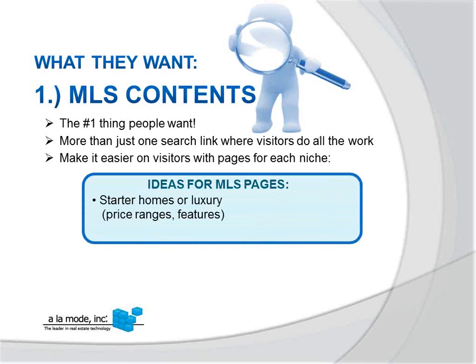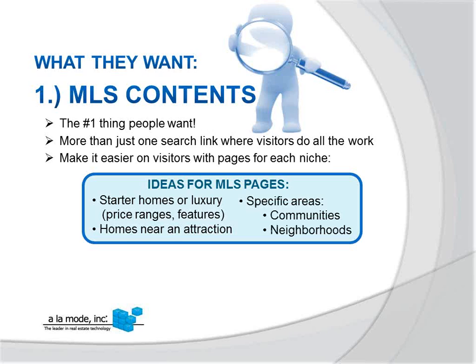Create a button that sets a minimum price range for luxury or a maximum price for a reasonable first home. Homes near an attraction, such as a major employer, a landmark, the beach, the lake, a military base, or any other highlight where people might want to live. Specific areas like communities or neighborhoods.